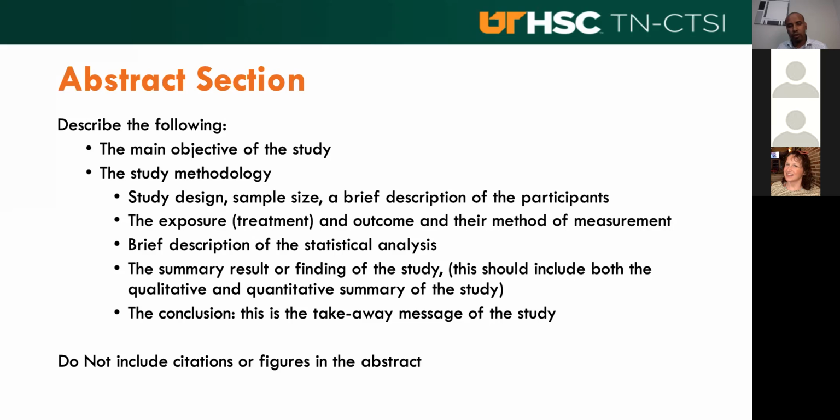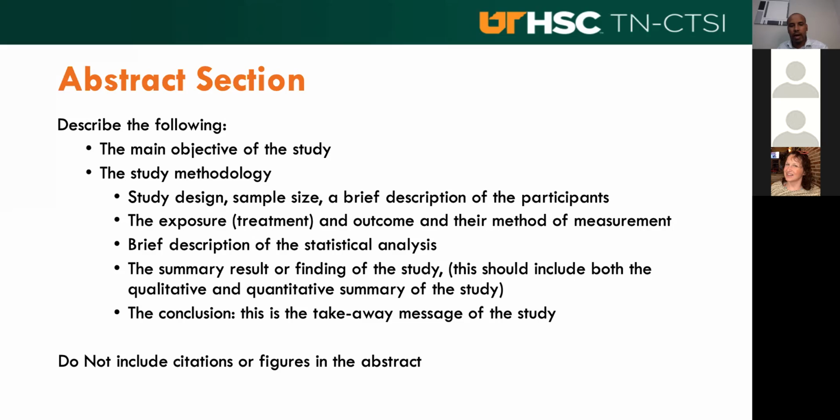So you have to include the quantitative results, which means the reports, the measures of association, or the relationship or differences between the compared groups, and also briefly describe in a qualitative manner. And make sure you identify the reference group when you compare groups.